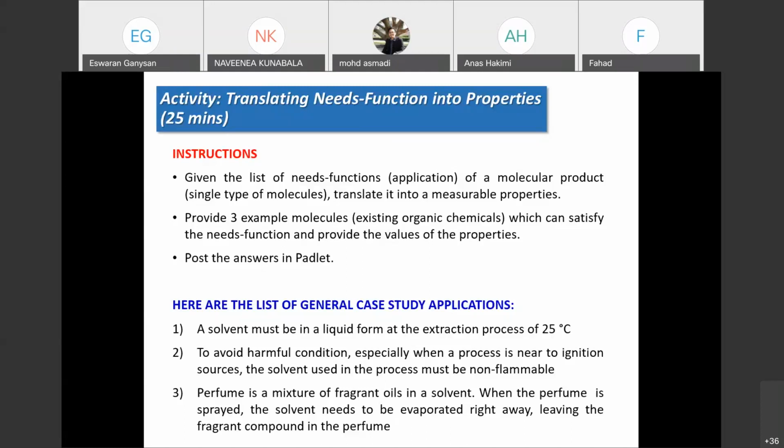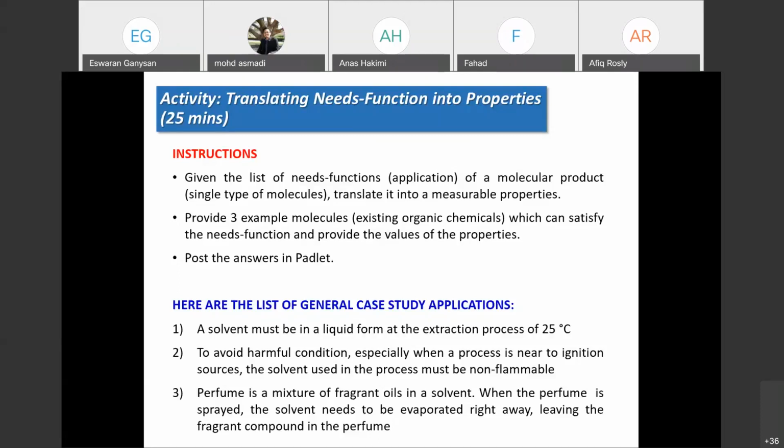So you have to consider the needs function as well as the properties values. Not properties values, just the needs function, which is you have to consider the safety and environmental consideration. Not only perfumes, maybe lotion. What else? Toothpaste. What else? Hand sanitizer. Yes, sanitizer also possible.